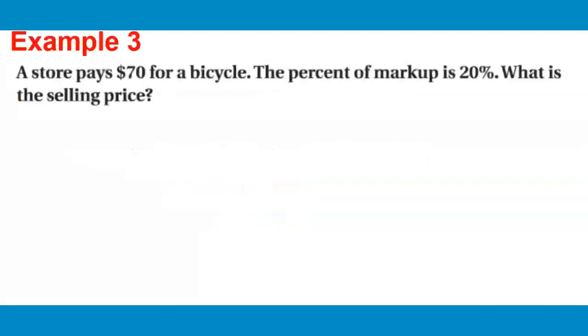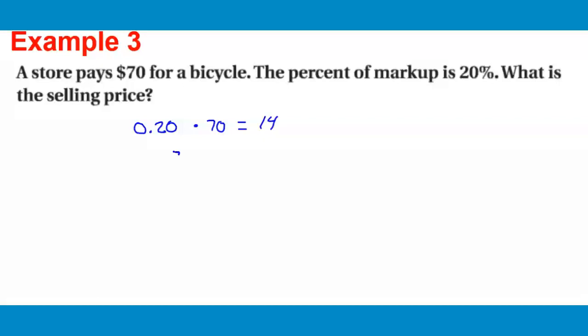Store pays $70 for a bicycle. So that's the price that they pay. The percent of the markup is 20%. What is the selling price? All right, so method one here. We're going to take that percent times the cost to the store, which is kind of our original price. They're not selling it for that. They wouldn't make any money. So 20% of 70 equals what? So we're going to multiply that. And when I multiply that, I get 14. That is the amount of the increase, or in this case, we're calling it a markup.